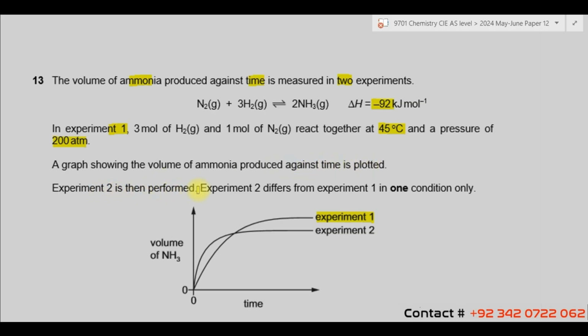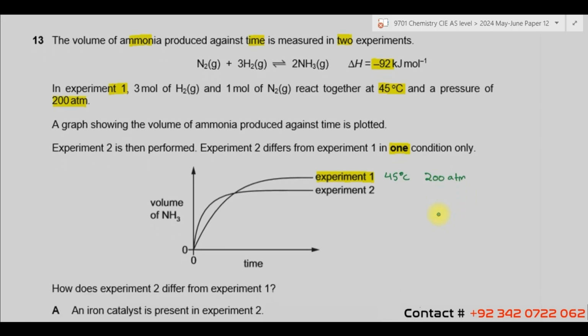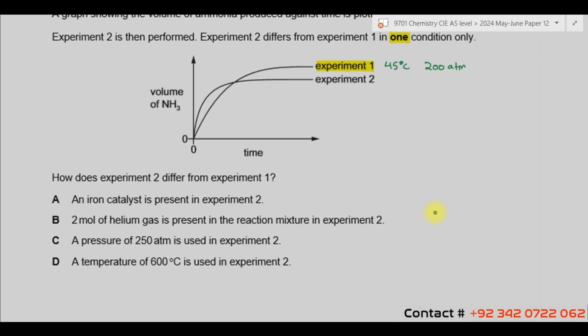Experiment 2 is then performed. Experiment 2 differs from experiment 1 in one condition only. So let's write down the conditions for experiment 1. We have 45 degrees Celsius and 200 atm. How does experiment 2 differ from experiment 1? Okay, let's see what is the difference here.